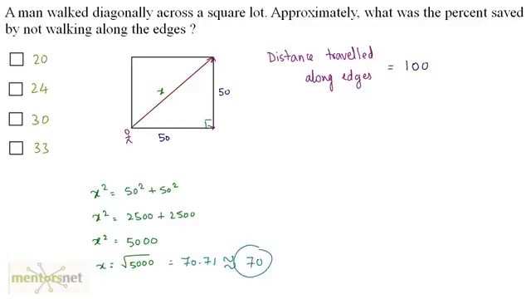Now you have been asked what was the percentage saved. We can call it percentage because we took the base value as 100. To calculate that, we will have to subtract 70 from 100. So 100 minus 70 is equal to 30% saved. Had he traveled along the edges, he would have traveled 100 kilometers, but he traveled diagonally, so he traveled only 70 kilometers. So he saved 30 kilometers. In our context, he saved 30%. So option C is the correct answer.